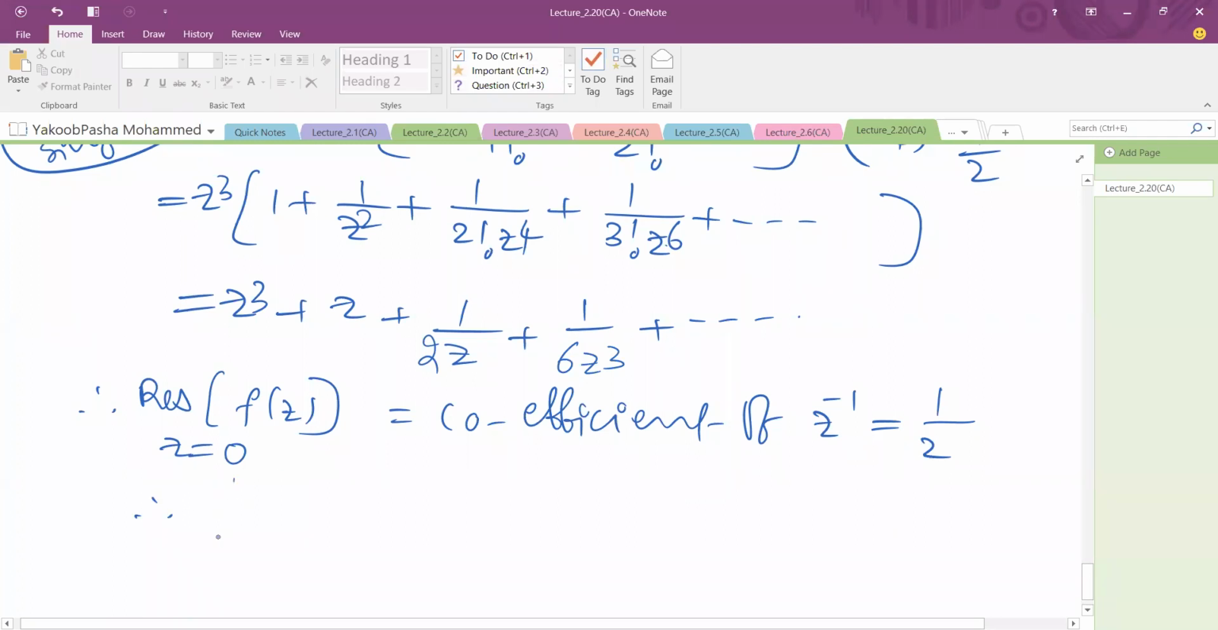That is, the integral over c of f of z dz is equal to 2 pi I into residue, that residue is 1 by 2, that is equal to pi I.